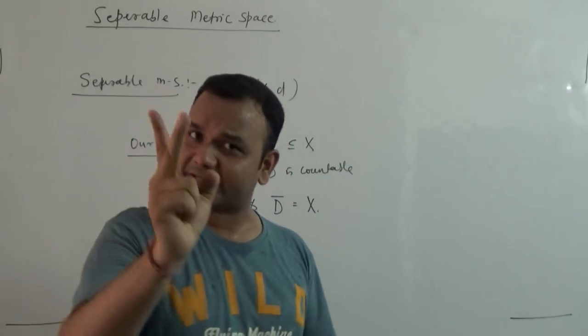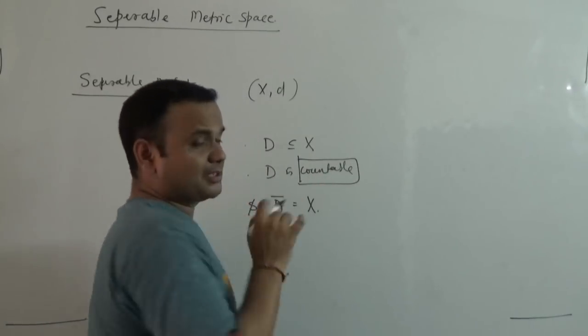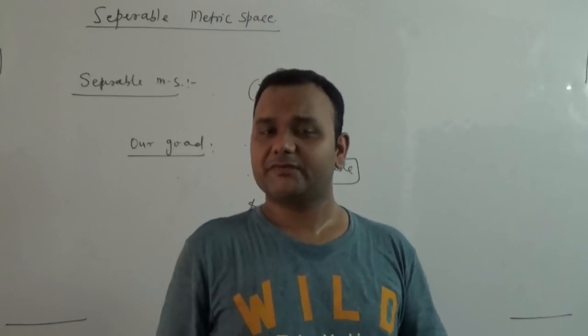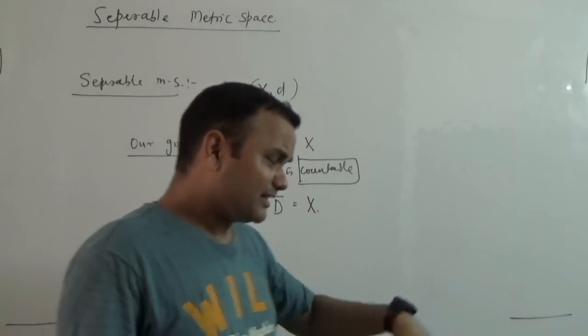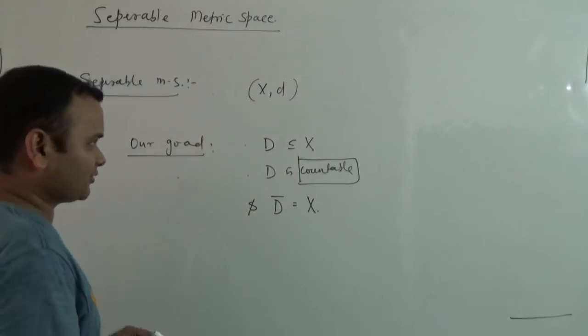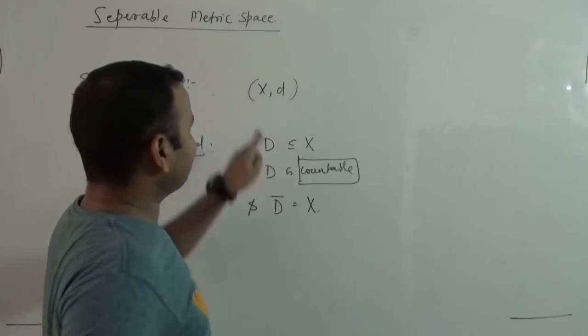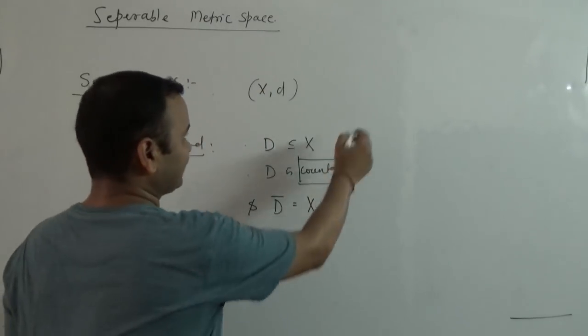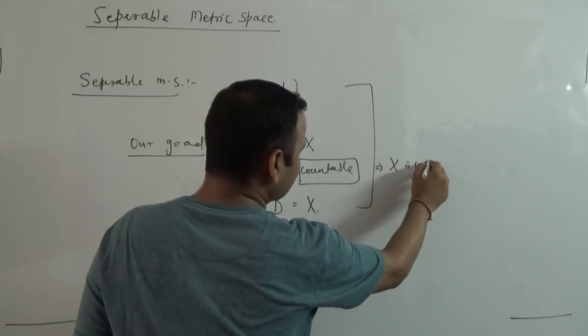So here there are two technical terms. What are those? Countable and dense. I hope you know this. If you don't know, go through all of my videos and learn it. What do you mean by countable and dense? Okay, fine. If this is true for this space, then this X is called separable. Okay? And if such a thing holds, then X is called separable.